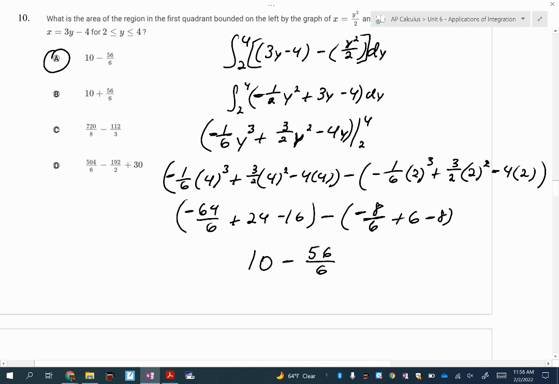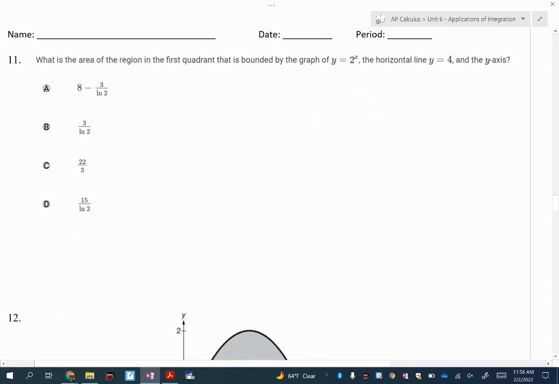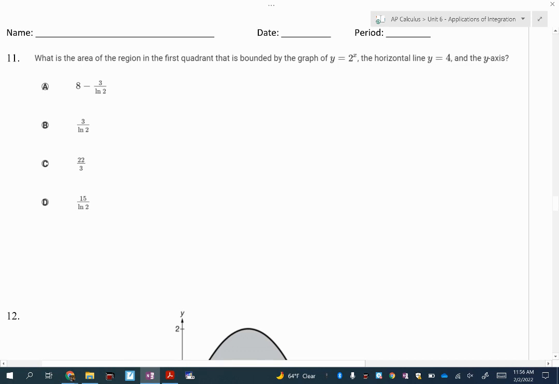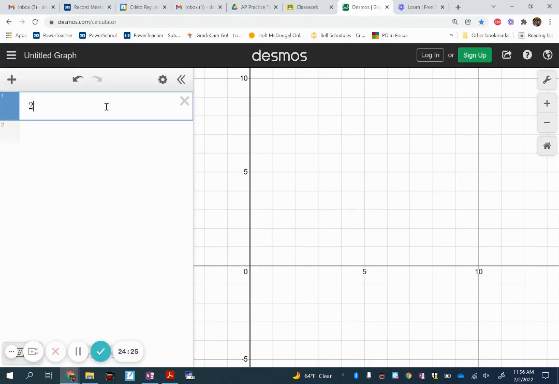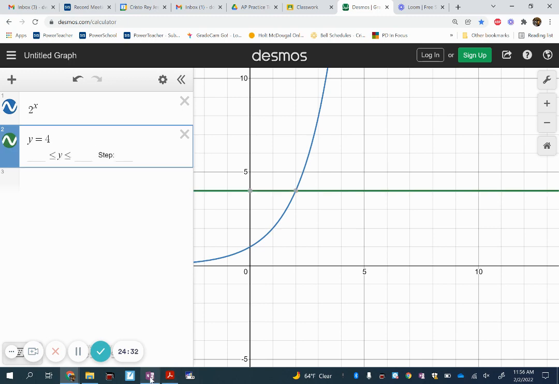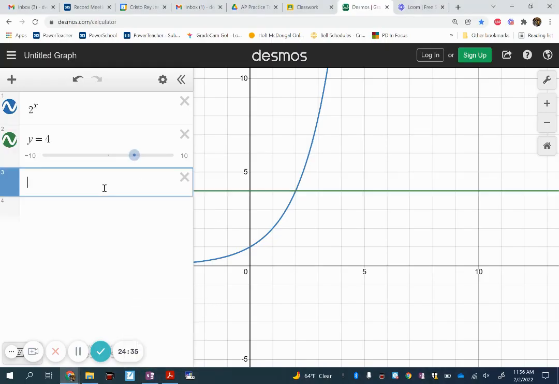All right, 3 more. Number 11. All right, so we're looking for the area in the first quadrant bounded by y equals 2 to the power of x, the horizontal line and the y-axis. So interesting thing here, we're going to actually be looking at and making an integral with respect to y, or dy. So I have 2 to the power of x, and I have a horizontal line y equals 4, and the y-axis, which is x equals 0.